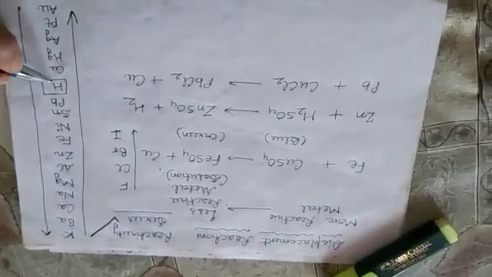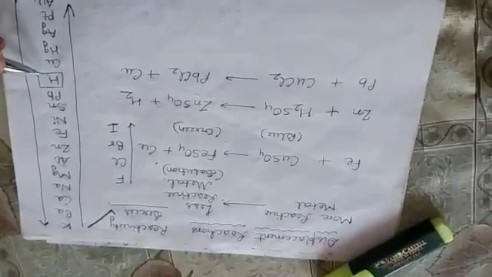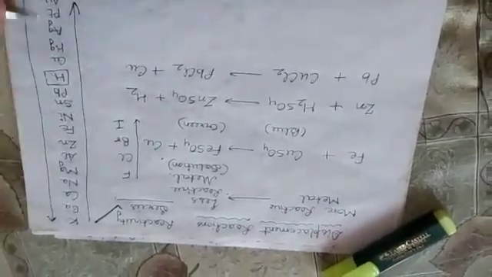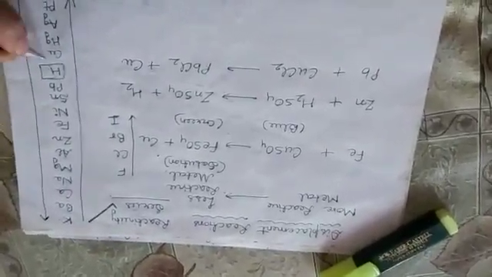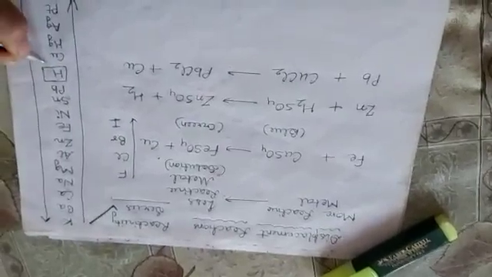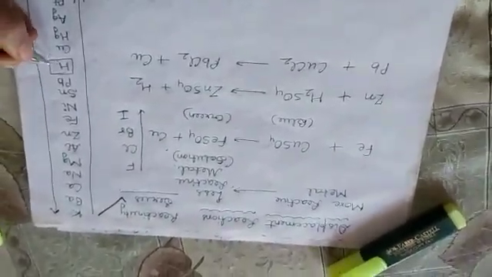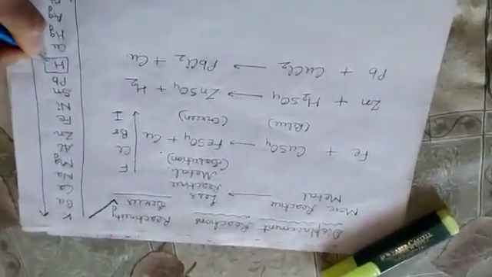Now one question arises about the presence of hydrogen. Normally hydrogen is a non-metal, but here in the list of metals we have kept it because it shows the basic nature of metals, that is, it can form a cation. Since it can form a cation like other metals, it has been kept in this series.